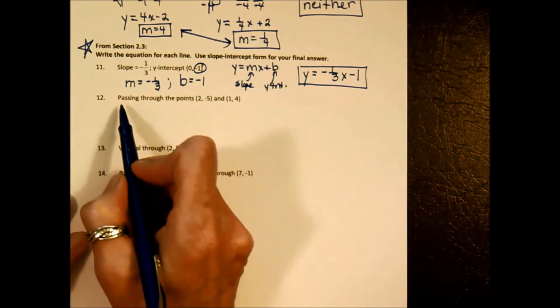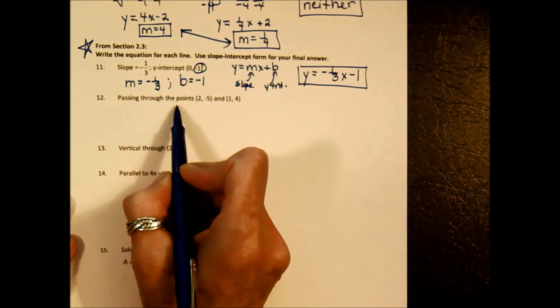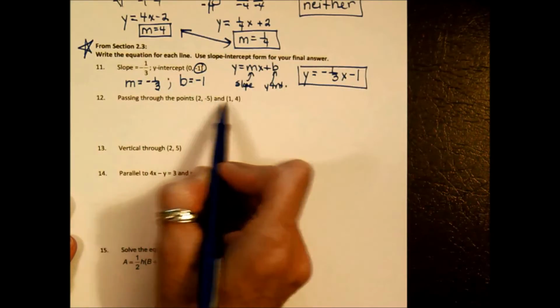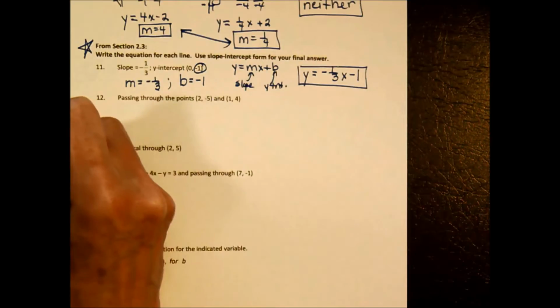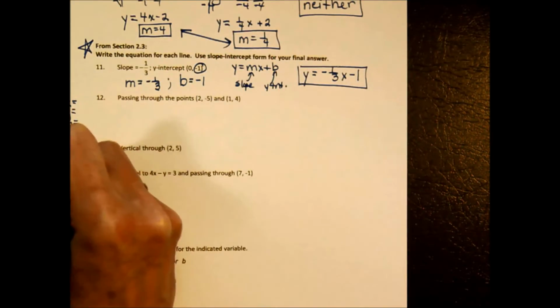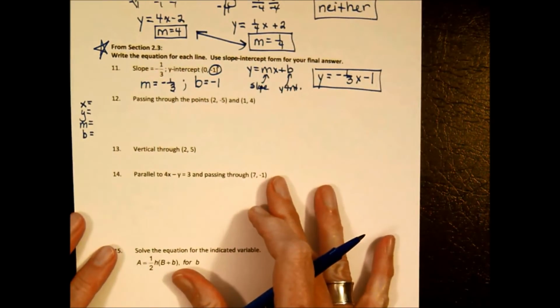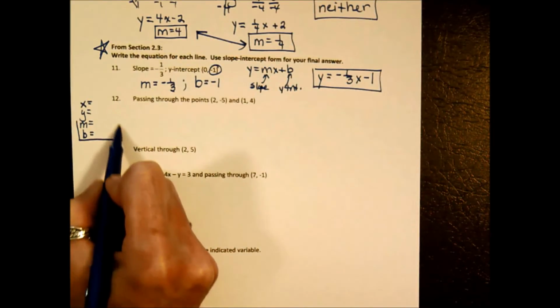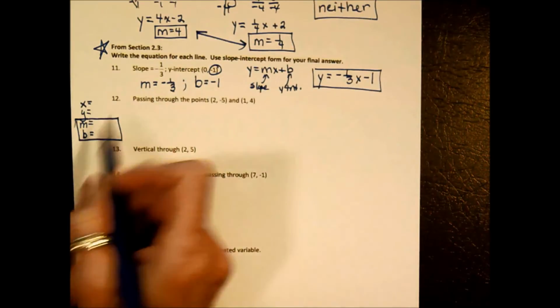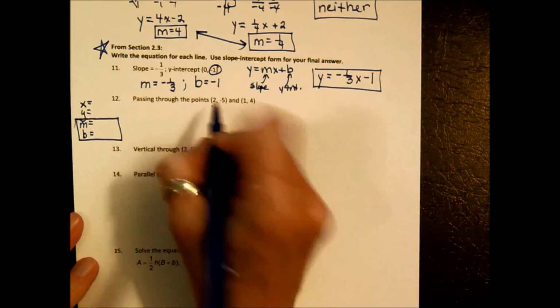The next one says, find the equation of the line passing through the points (2, -5) and (1, 4). Okay, so in the margin, you want to go x, y, m, and b. This is how I showed you in the notes on this section. Let me move that over so you can see it a little bit better. The two things that I have to write my equation are m and b, just like I did in number 11. So here, I don't have an m or a b.